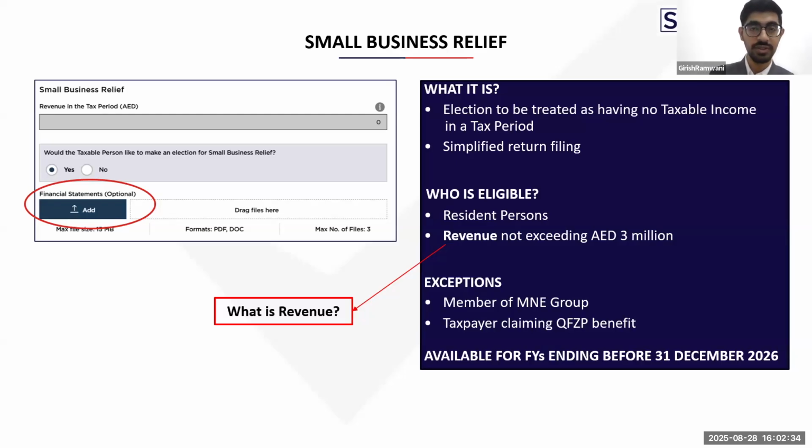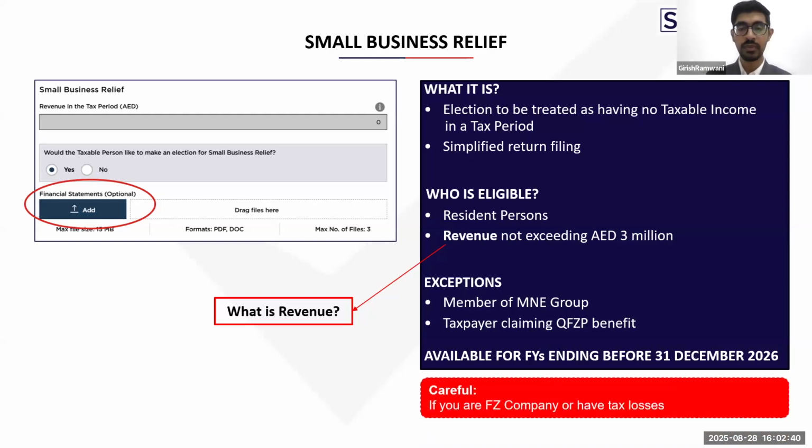However, if you are going for the simplified return for the small business relief, then maintaining financial statements is also optional. Like I mentioned, if you want to go with the QFZP benefit, it is important for you to take that benefit and not choose the small business relief.